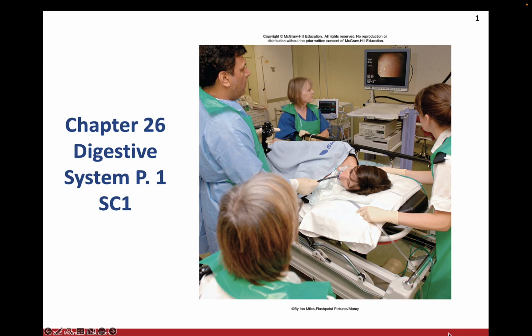Chapter 26, Digestive System, Part 1, Screencast 1. Now, you'll notice that the digestive system is going to be split up into two parts. The first part will be focusing on the upper GI and an introduction to digestive function and control. And the second screencast will be limited to what we refer to as the lower GI.